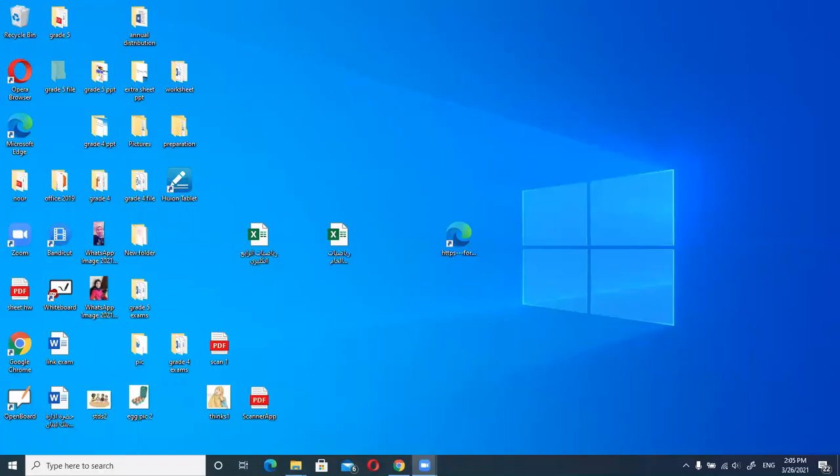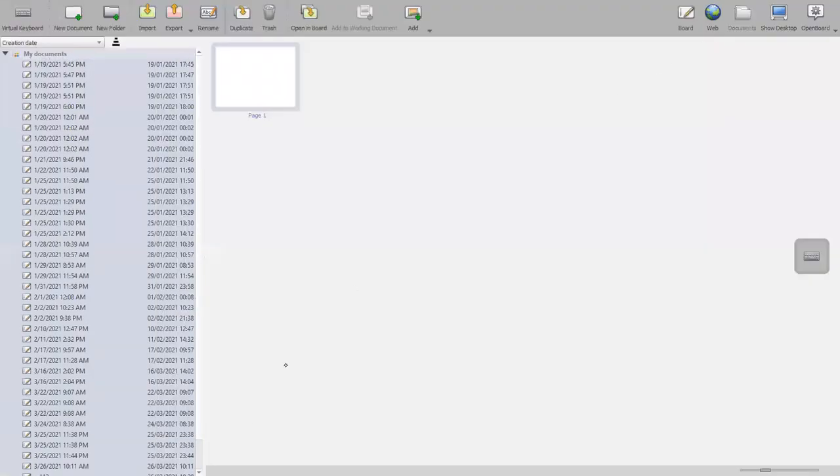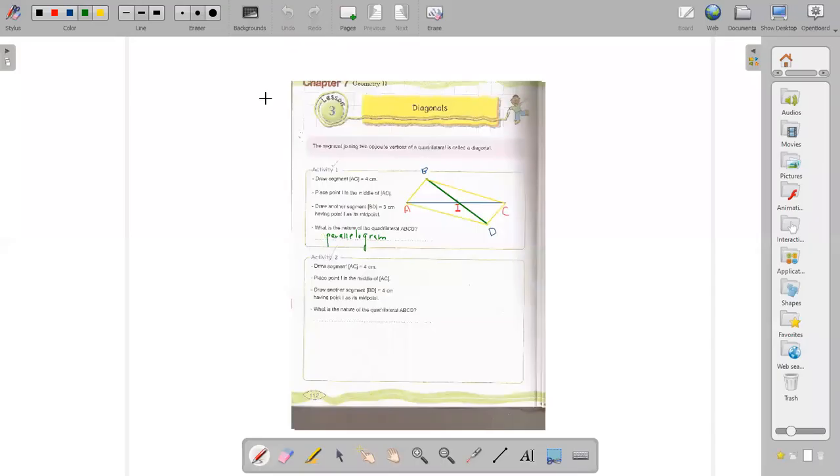Fine. On Friday, we started a new lesson. It was about diagonals. We said that any segment that is joined to opposite vertices of a quadrilateral, we call it what? Diagonal. We did activity one.